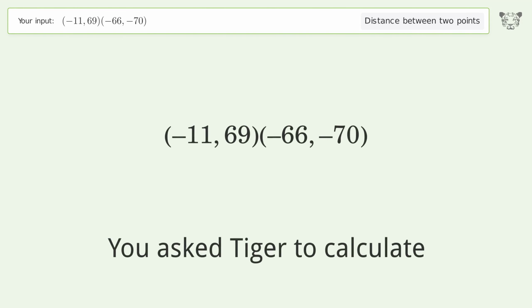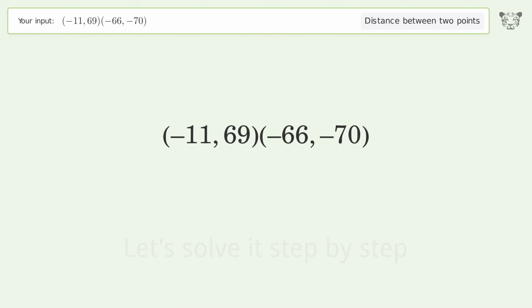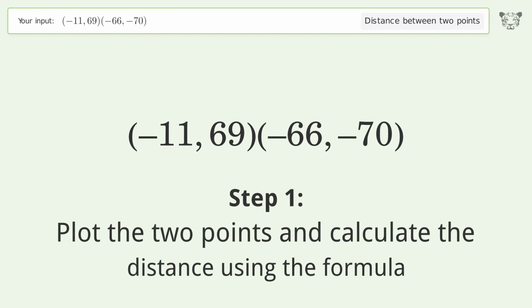You ask Tiger to calculate. This deals with the distance between 2 points. The distance between the 2 points is the square root of 22,346, or 149.486. Let's solve it step by step. Plot the 2 points and calculate the distance using the formula.